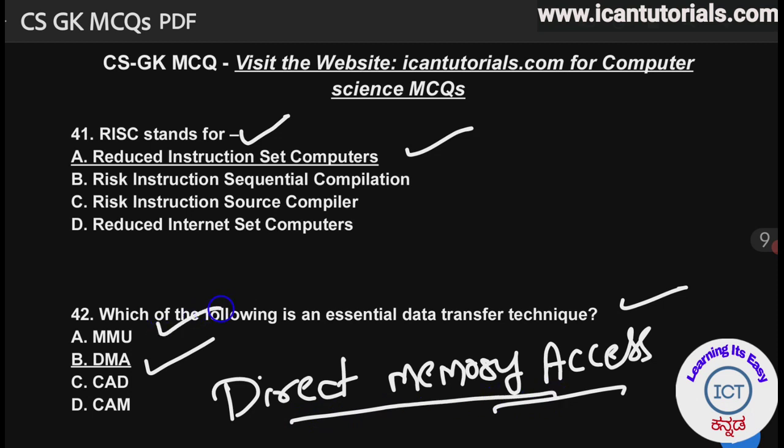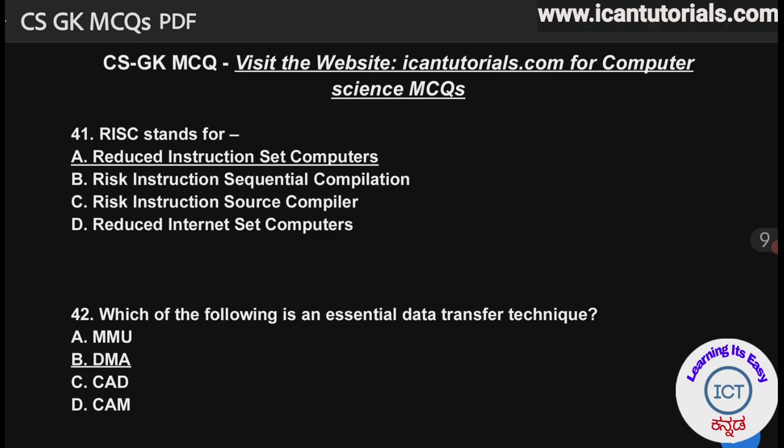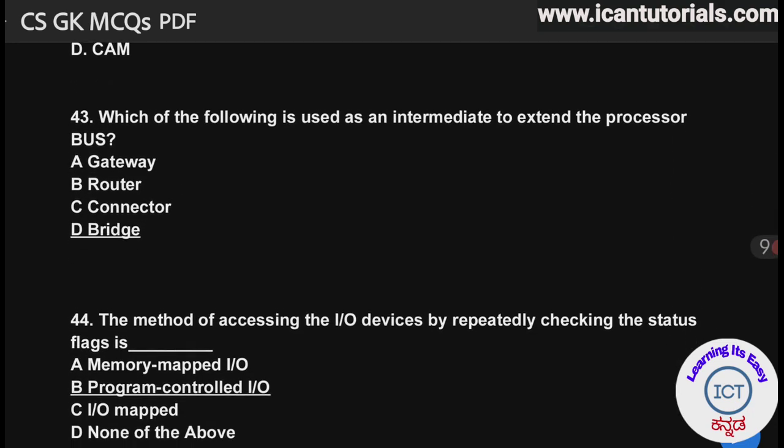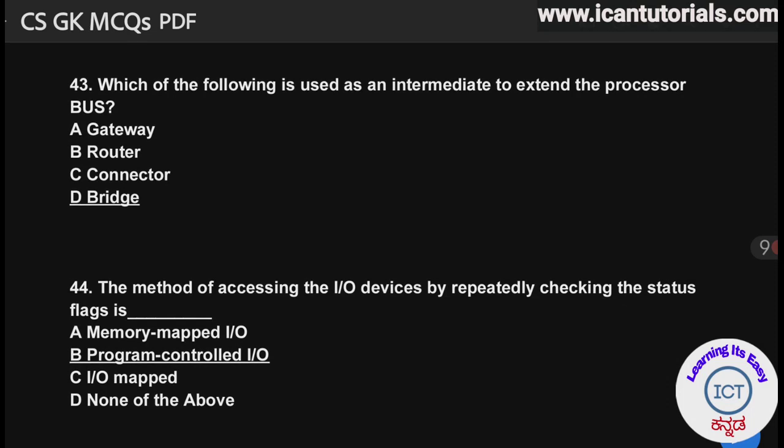MMU stands for Memory Management Unit. CAD stands for Computer Aided Design. CAM stands for Computer Aided Manufacturing. Computer Aided Manufacturing, Computer Aided Design, Direct Memory Access, and MMU stands for Memory Management Unit. Let's check out 43rd question.